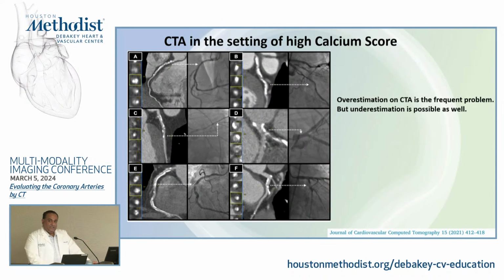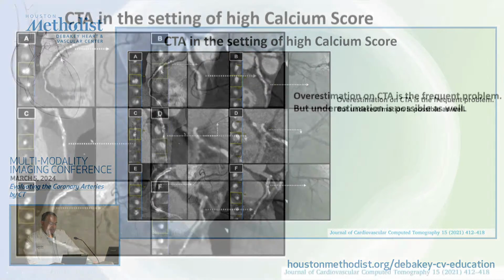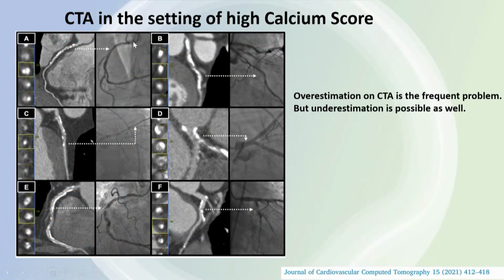And these are some representative images from the paper. So A, B, C, and D are all showing lesions that were called as severely stenotic on CTA, and the cath did not show significant stenosis, which is the frequent problem with the blooming artifact from calcium. We're going to overcall stenosis. Our positive predictive value and our specificity is going to suffer.